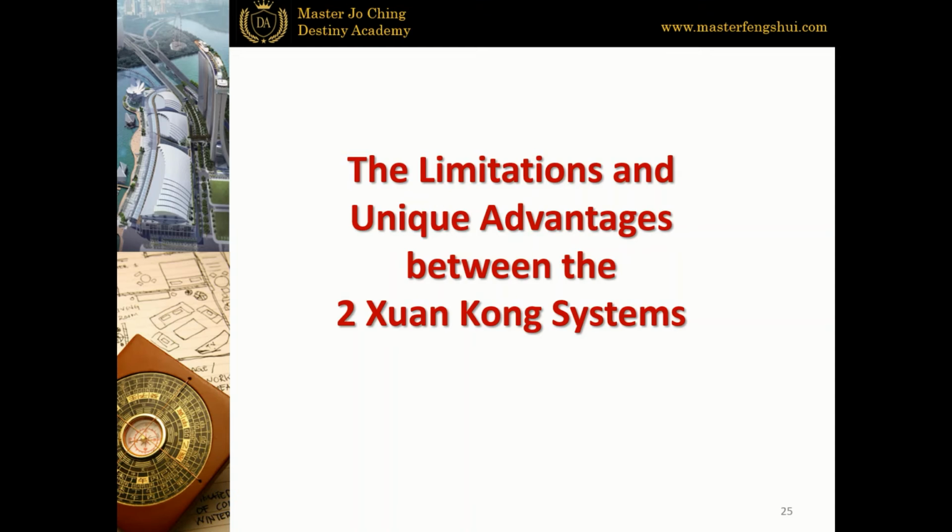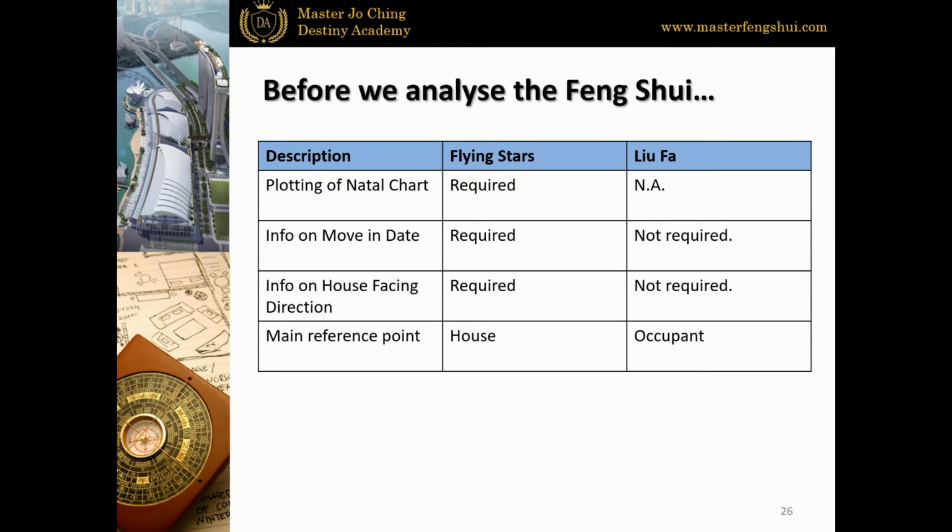Next topic is the limitations and unique advantages between the two Xuan Kong systems that I wish to highlight. Typically, before we analyze the Feng Shui, when you go to a house and take out your Luo Pan, if you are a flying star practitioner, you will need certain info to plot the natal chart. Info on the moving date is required. Info on the house facing direction is required. And the main reference point here is the house itself. Otherwise, you could not plot the natal chart or the flying star chart.